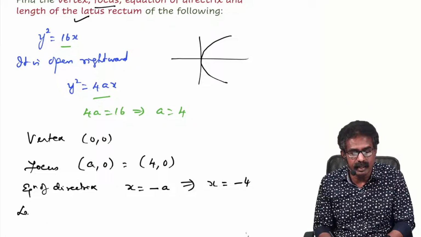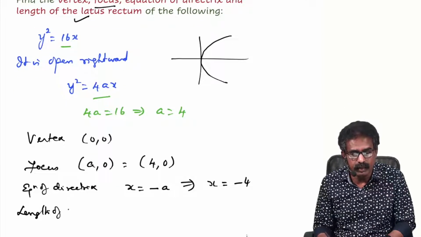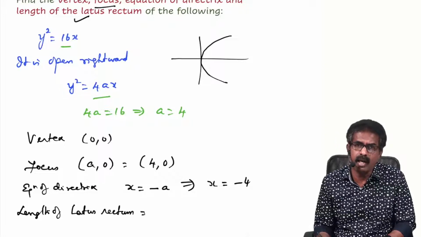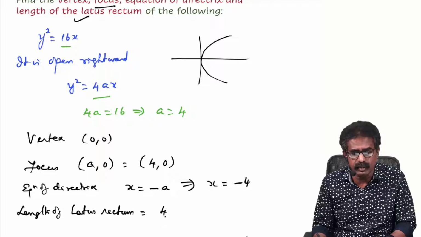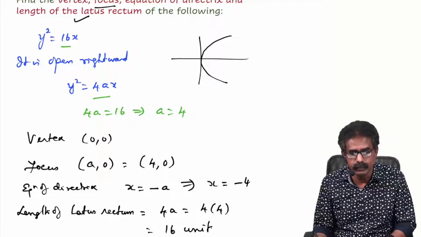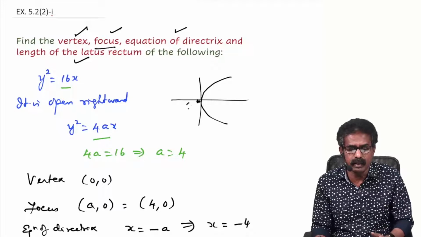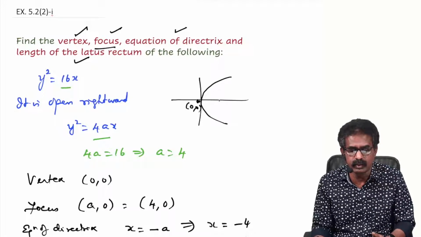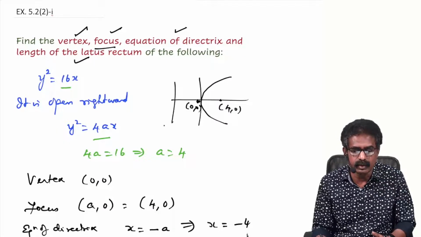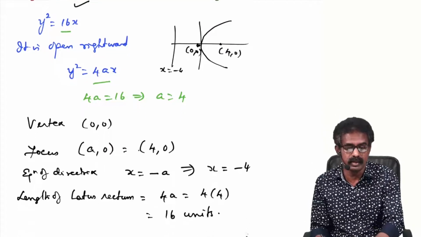And finally, length of the latus rectum. Here also for all the 4 types, the length of the latus rectum is 4a, that is 4 into a value 4, so equal to 16 units. If they ask you to draw a rough diagram, you can draw it. Just plot the vertex 0, 0, focus 4, 0, directrix x equal to minus 4. If you want, you can draw that, if they ask.